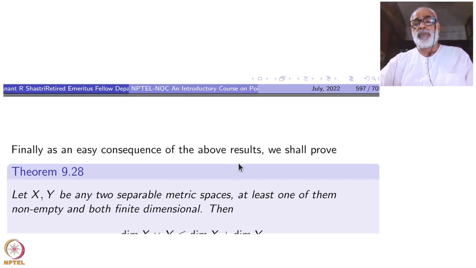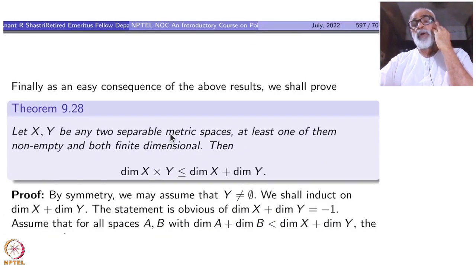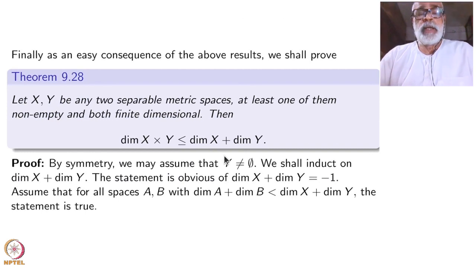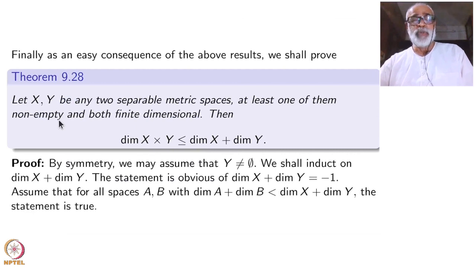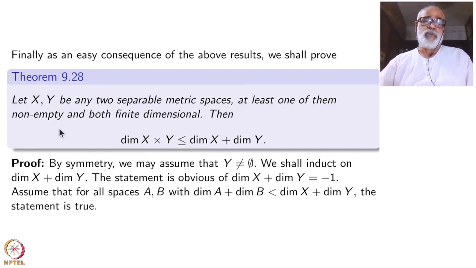Finally, as an easy consequence of the above results, we shall prove the following. Now we have come to products. X and Y are separable metric spaces, at least one of them non-empty. If you assume both of them are non-empty, there will be some problem, as we will see. If one of them is non-empty and the other is empty, the product will be the empty space. So what is the statement? Both are finite dimensional. Then the dimension of the product is less than or equal to the dimension of X plus the dimension of Y. If both of them are empty, the left side will be minus 1 while the right side will be minus 2, so the statement is wrong. Only for that reason we have to assume that at least one of them is non-empty.